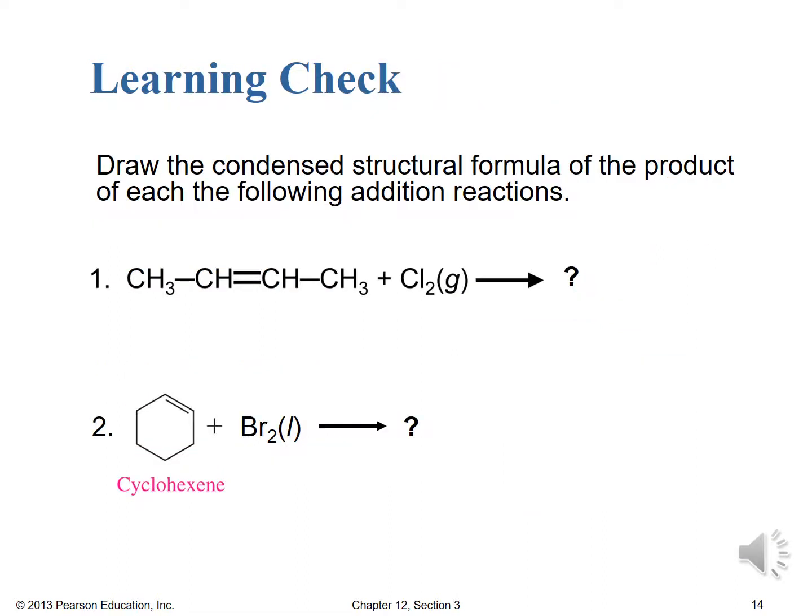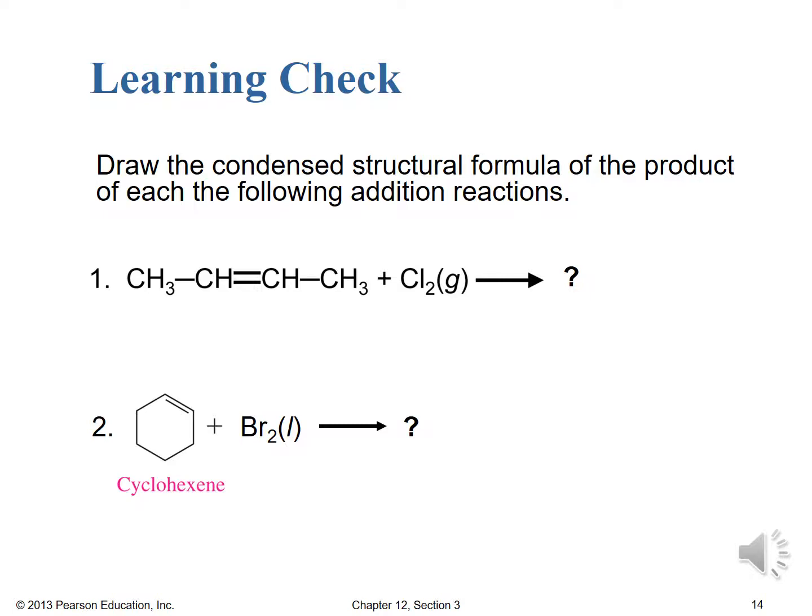Let's go ahead and follow up with a learning check. In this case, you're asked to draw the condensed structural formula of the product of each of the following addition reactions. So you've got 2-butene. Again, it would be either cis or trans specifically if we were to use a structural formula that's a little more comprehensive, and definitely if we did a skeletal structure, that's reacting with chlorine gas to form a product that you're going to draw for us, and fortunately that product will no longer be subject to cis-trans isomerism.